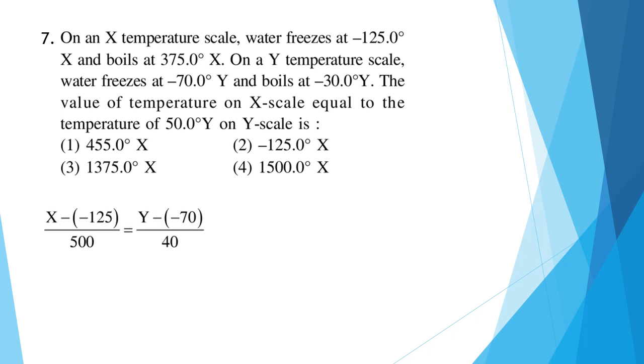Now we know that X minus the freezing point, that is -125, divided by the boiling point minus freezing point, so that will be 500, will be equal to Y minus the freezing point, that is -70, divided by the boiling point minus freezing point, that is 40. So these two will be equal. Now the question asks for Y equal to 50. So when we put Y equal to 50, we get X is equal to 1375. So the correct answer here will be option 3.